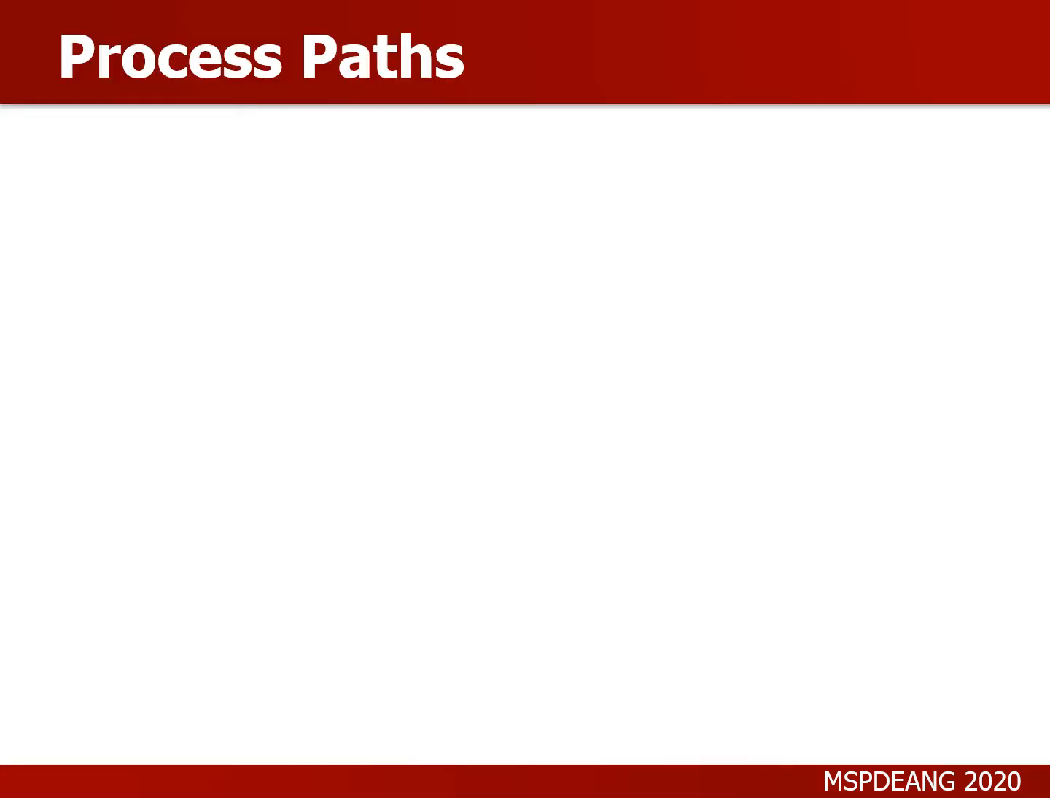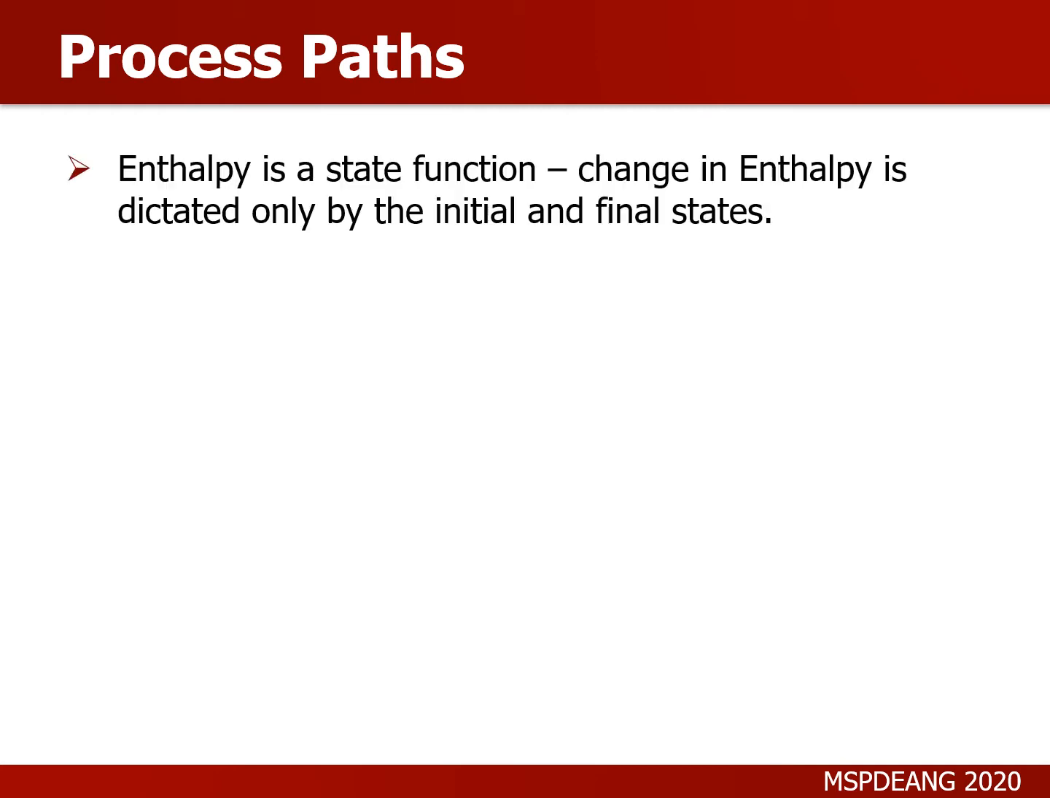Now, in order to have a better understanding of heat effect calculations, you have to define what we call a process path. Recall that enthalpy is a state function. Thus, changes in enthalpy are only dictated by the initial and final states and not the calculation path that the process will take. So if the calculation path is composed of multiple steps, we can combine these multiple steps to form the overall calculation of our process.